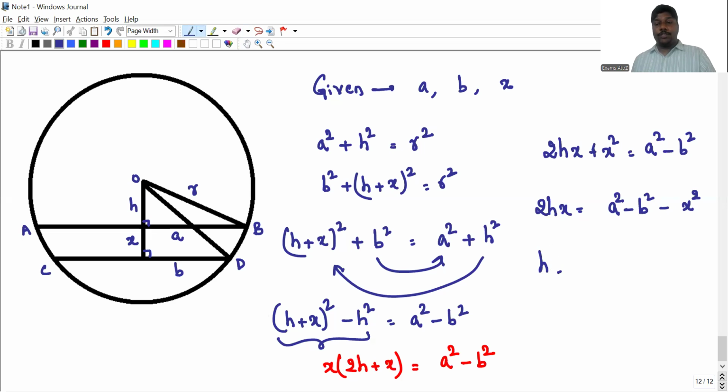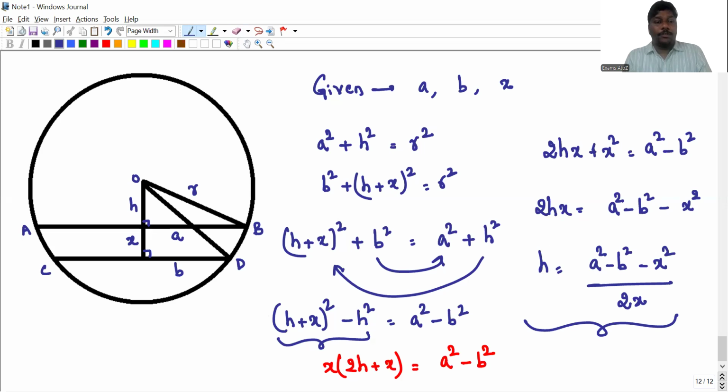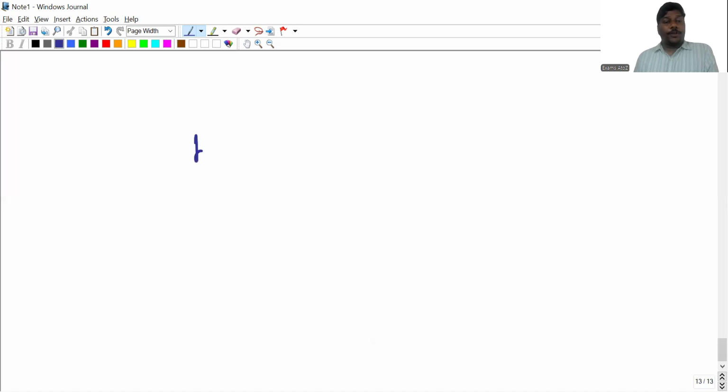Therefore, h is equal to a square minus b square minus x square, divided by 2x. Even if you forget the derivation, if the chords are on the same side, you must remember this formula. The formula is h is equal to a square minus b square minus x square divided by 2x.